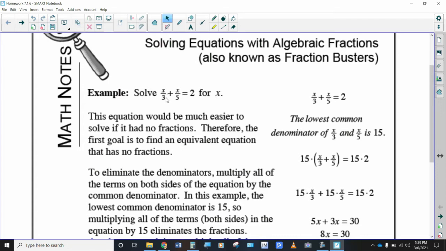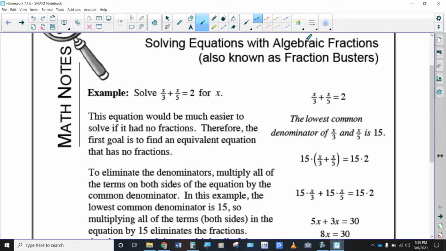So if you take x over 3 plus x over 5 is equal to 2, and you don't want to have to deal with those fractions, you don't technically have to. You can identify the least common denominator of 3 and 5, which is 15. And if you multiply every single term times 15, what happens is you end up with 15 divided by 3.